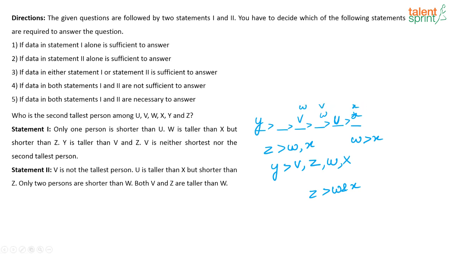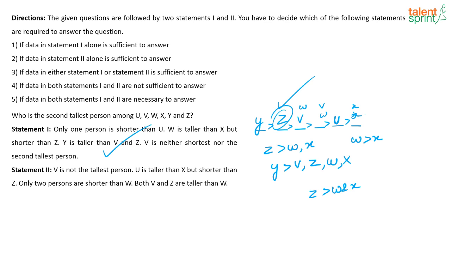Whatever be the way, very clearly I can see that V, W and X will take these three places. So what should come here? It has to be Z, because Z is definitely greater than W and X. And what is the question? Who is the second tallest person? The second tallest person using statement 1 is Z. So this part of the arrangement we are not clear, but we found out the second tallest one is Z. So using statement 1 you are able to arrive at the answer.